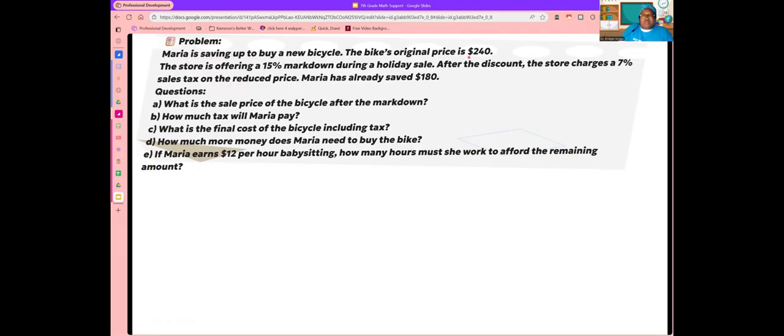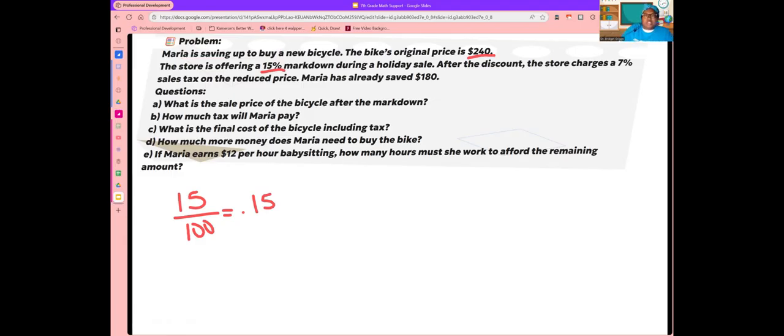Well, we know that the bike's original price is $240, which is going to help us as we move into question number 1, which is what is the sales price of the bicycle after the markdown? Well, the markdown is 15%. So whenever we're finding percent of a number, we will use the decimal version of that number. So we will have 15 over 100, which would equal 15 hundredths if we were to write it as a decimal.